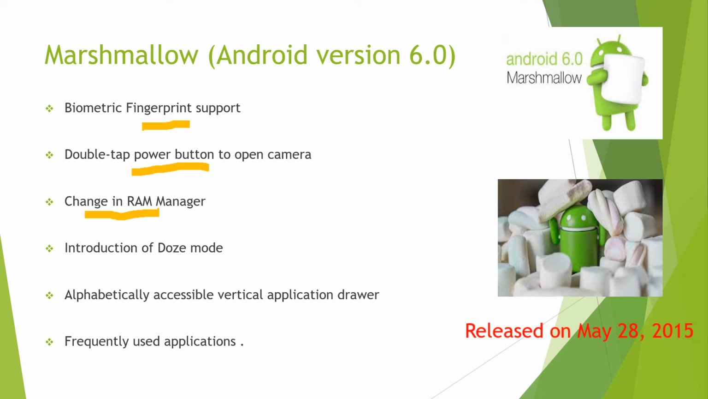So if the user needs to navigate to the frequently used apps, he can just go to the top of the screen and find them. This feature was not available in Lollipop. So these are some of the updates in Marshmallow.